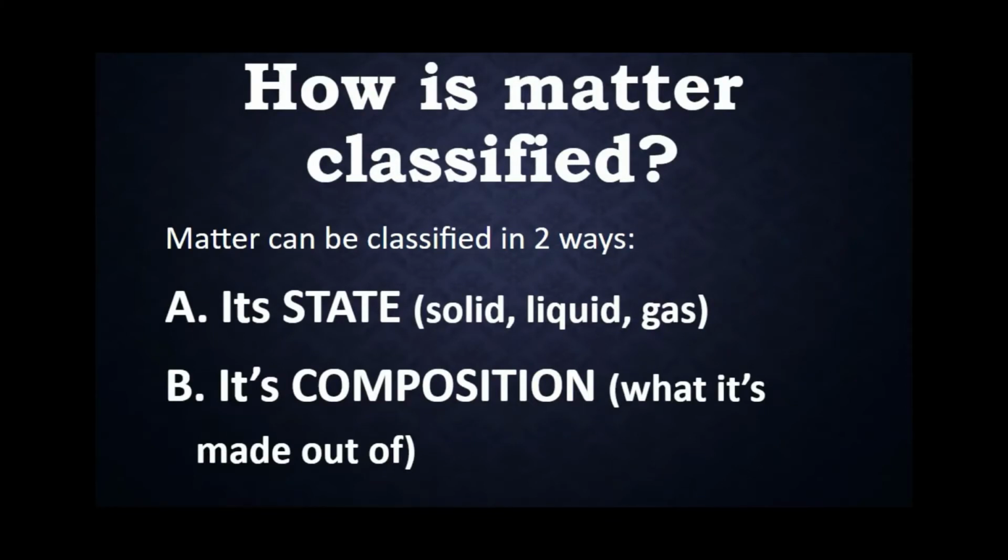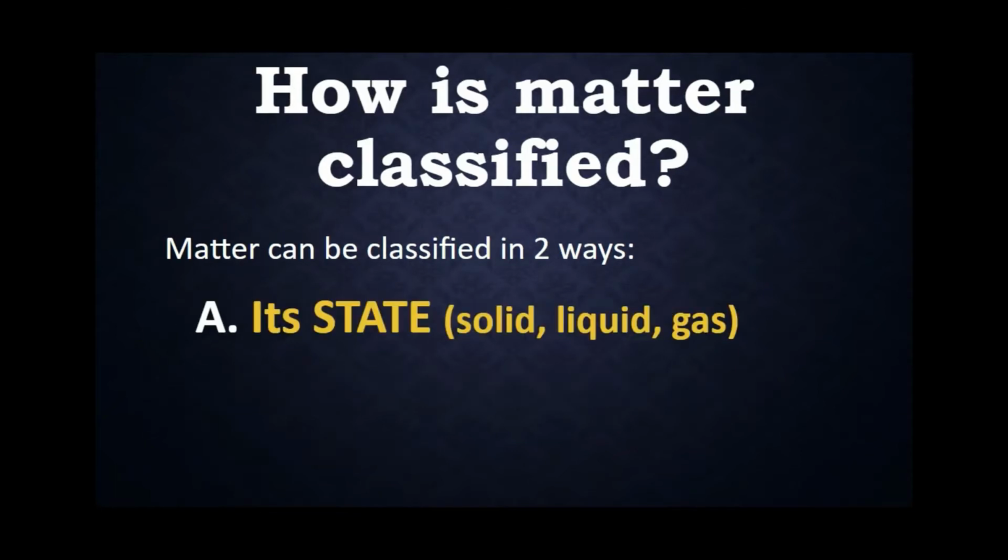So now that we've discussed whether or not the things that surround us are matter or not, let's talk about how we classify things as matter. Matter can be classified in two ways. The first is its state, and this is probably what you guys are most familiar with, whether something is a solid, a liquid, or a gas. The second way we can classify matter is by its composition. So, what exactly is this item made out of? Let's break that down even further.